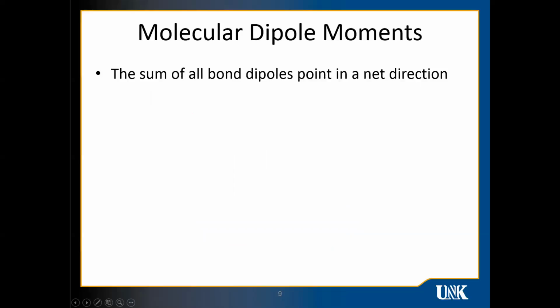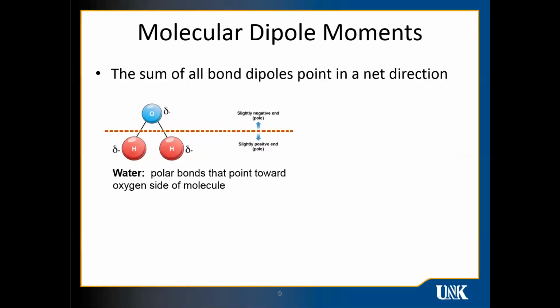Now, the molecular... So then what we do when we put all the bonds together in a molecule is that if the sum of the bond dipoles point in a net direction, we can have a molecular dipole moment. So for example, water has two bonds. They're both OH bonds, and both of them are polar. So we could say that the oxygen has a partial negative charge. The hydrogens have partial positive charges. Each bond would have a dipole pointing toward the oxygen.